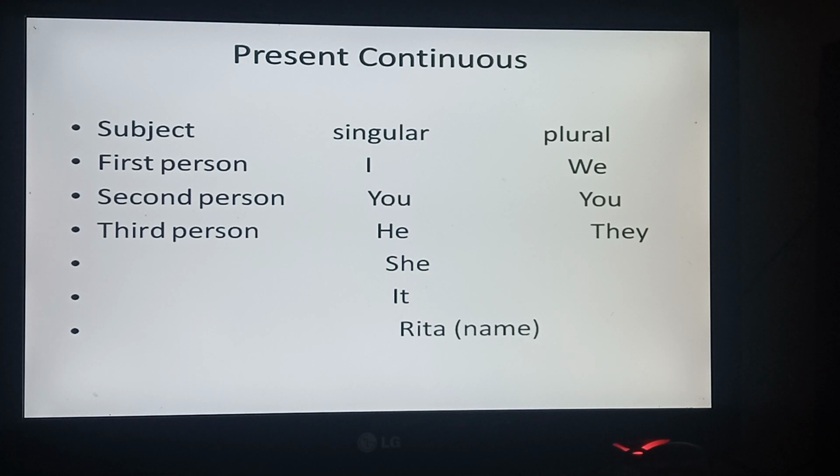First person is who speaks. Singular is I, plural is we. Second person is to whom we are speaking. You singular is for only one person. Plural you is for more than one person. Third person is whom we are talking about. It is he, she, it, or the name of a person. Plural is they.